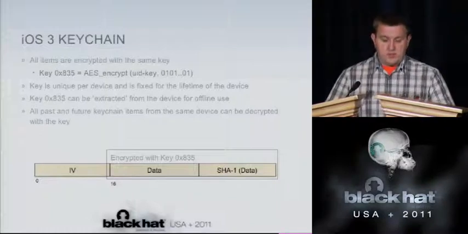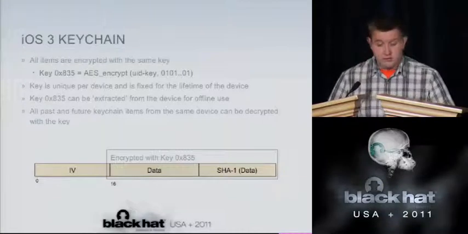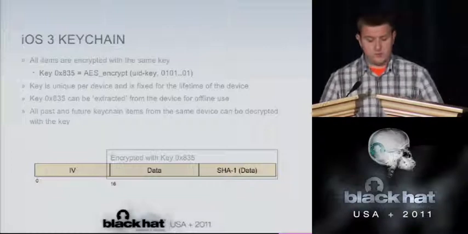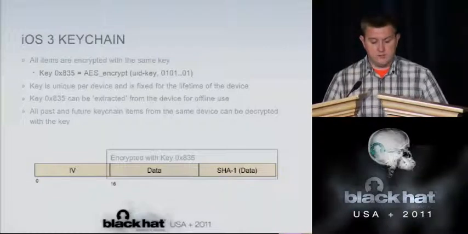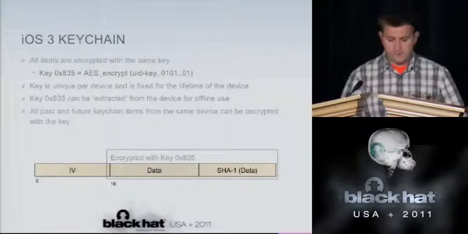And the layout of the keychain item is shown on the screen. There is a random IV and a data encrypted payload, which contains the data itself, usually the password, along with the digest for integrity checks and padding.